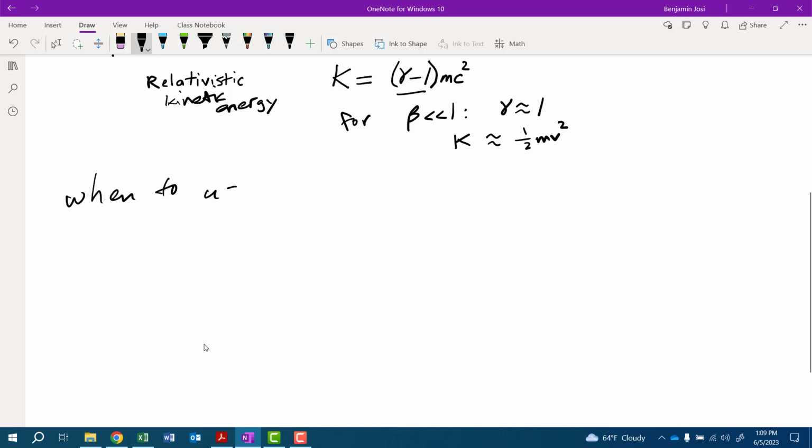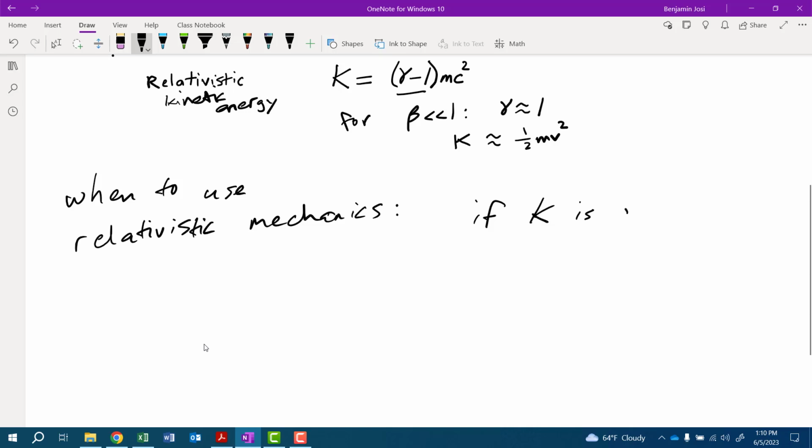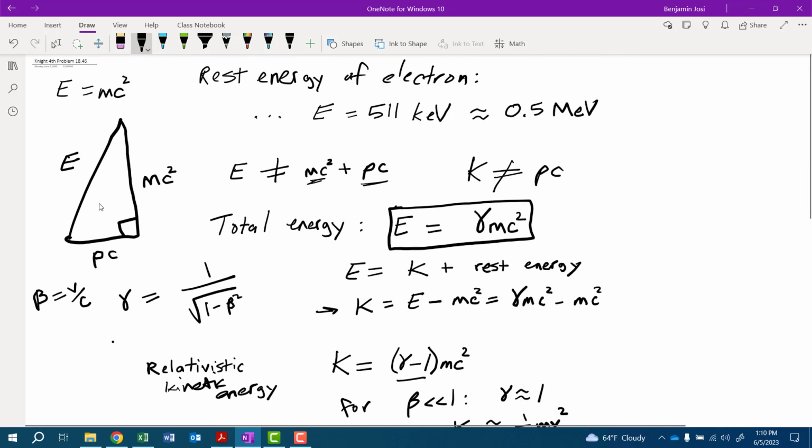When to use relativistic mechanics, meaning 1/2 mv squared is no good anymore, we've got to use gamma minus 1 mc squared: if the kinetic energy is the same order of magnitude as mc squared. Now, like I said a moment ago, Pc is not the kinetic energy.